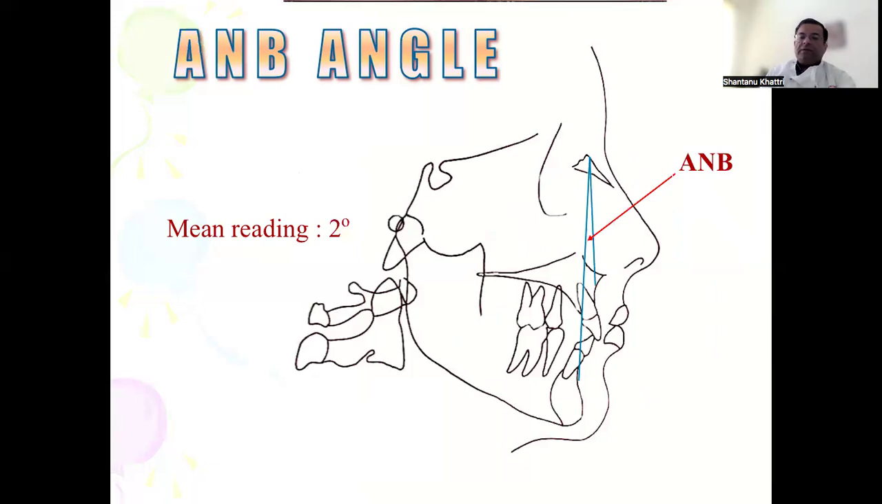ANB angle. This angle suggests the interrelationship of the maxilla and mandible to each other. It is the angle formed between point N to point A and point N to point B. This internal reading is marked. The normal reading is 2 degrees. If it is increased, that means the mandible is retrognathic. If it is decreased, the mandible is prognathic. Similarly for the maxilla also.